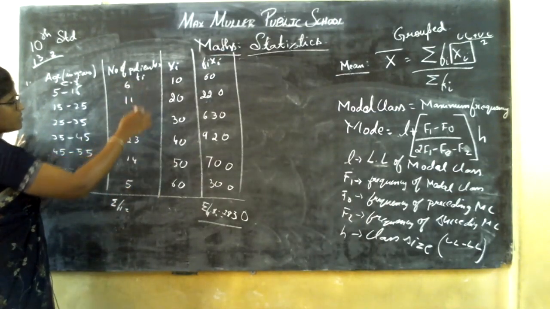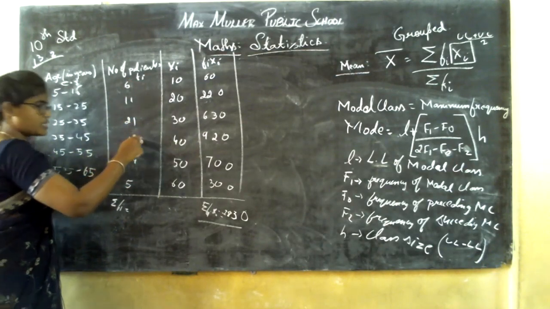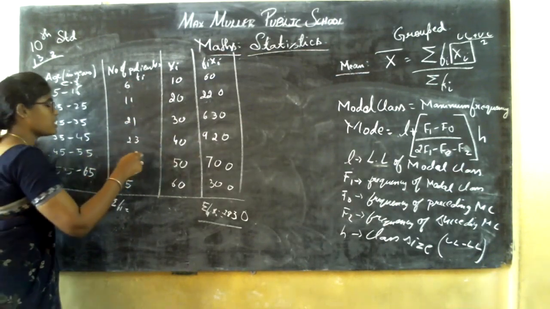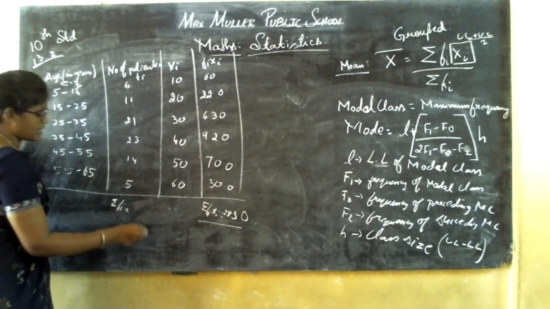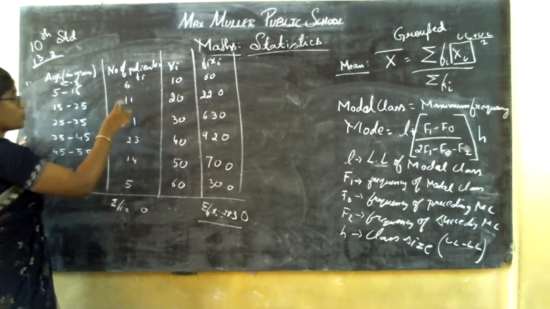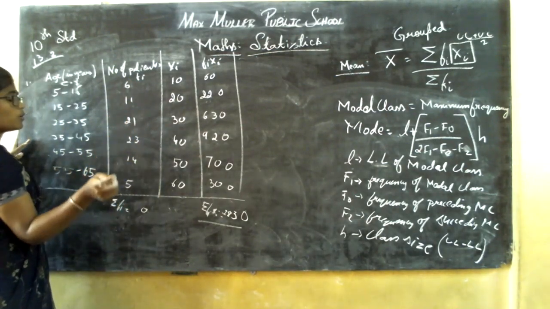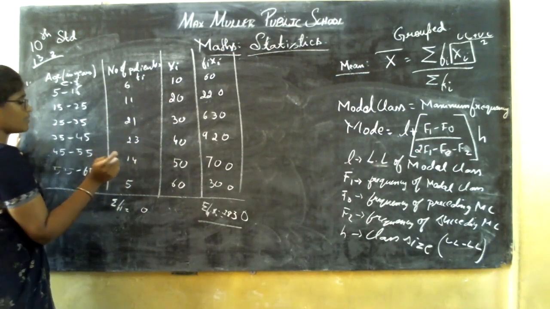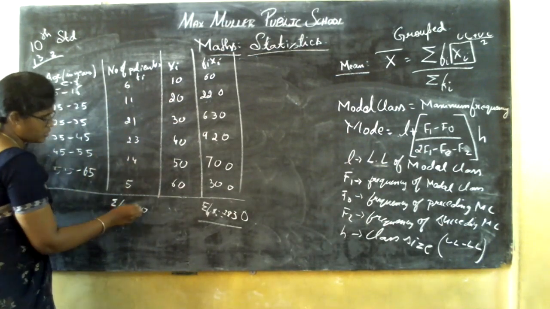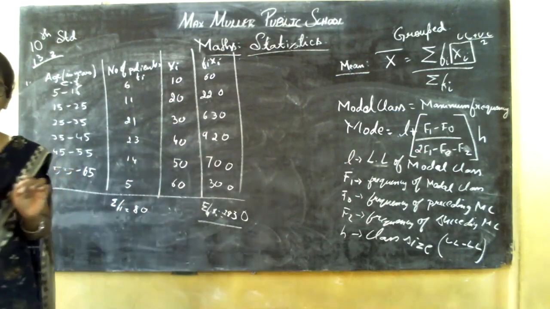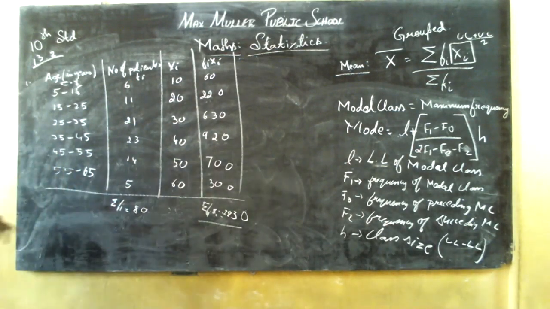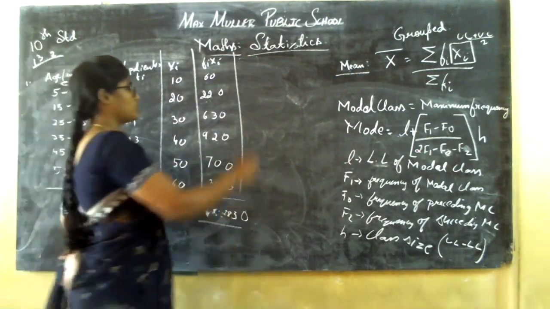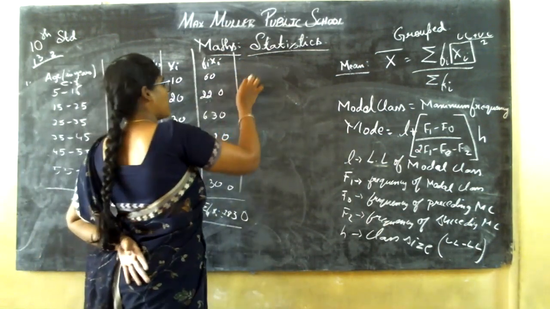6 plus 1 is 7. 7 plus 1 is 8. 8 plus 2 is 10. 10 plus 1 is 11. 11 plus 4 is 15. 15 plus 5 is 20. 2 carry. 2 plus 1 is 3. 3 plus 2 is 5. 5 plus 2 is 7. 7 plus 1 is 8. So it is 80. Summation of Fi you get 80. Summation of Fi Xi you get 2830.